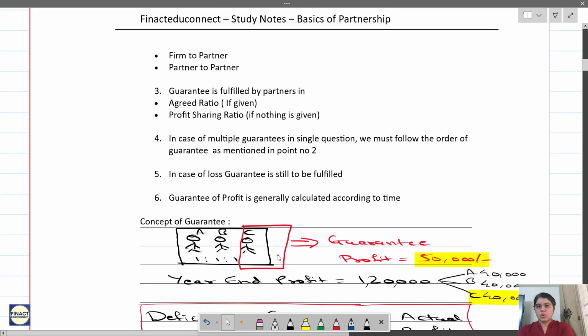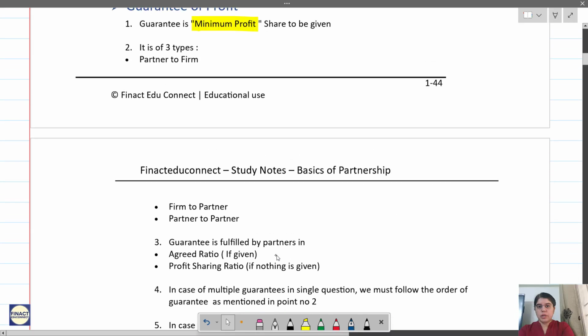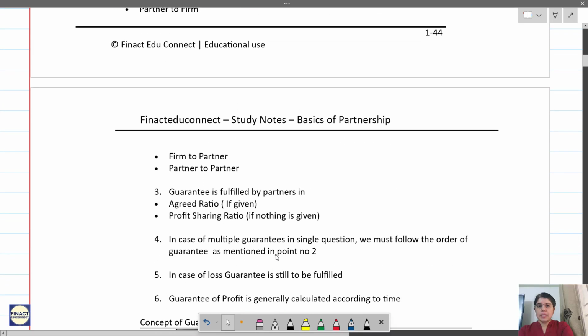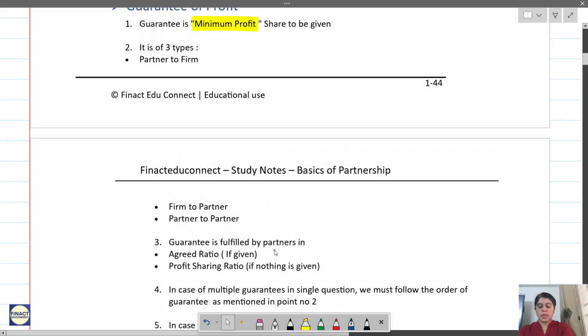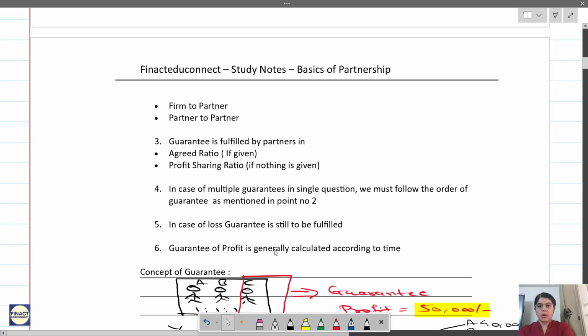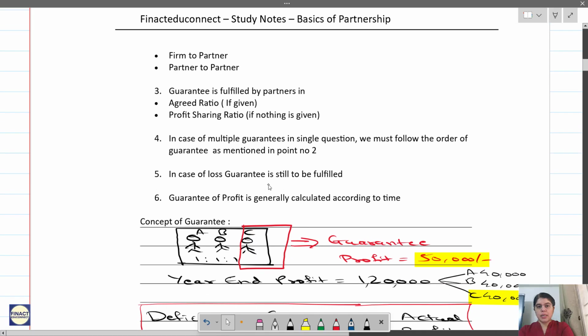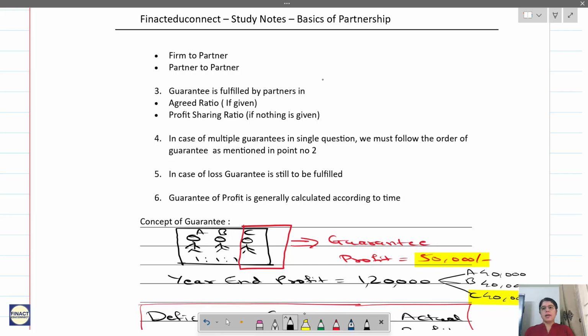Now let us go through all these points whatever we have written over here. So there are basically three types of guarantees we have discussed: partner to firm, firm to partner, partner to partner. Now guarantee is fulfilled by partners in the agreed ratio. This is when the firm has given the guarantee to the partner. Then firm means what? Here firm means remaining partners.